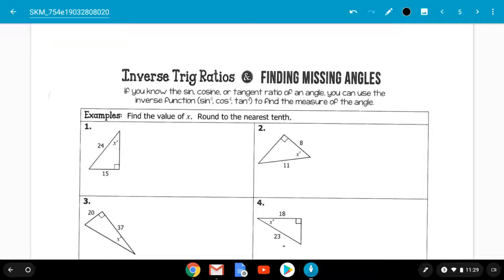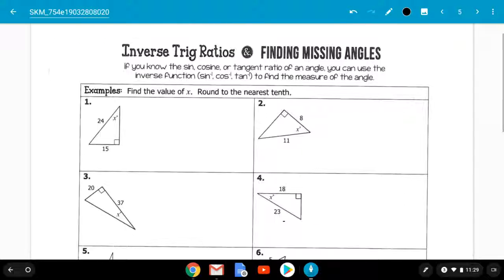So if I look at number 1, what is 15 in relation to, now in this case here, we don't have the angle, but it still is an angle. So what is 15 in relation to x? It's the opposite side. What is 24? It's the hypotenuse. So, which trig function deals with opposite over hypotenuse? That would be sine. So I'm going to write sine x equals opposite over hypotenuse.